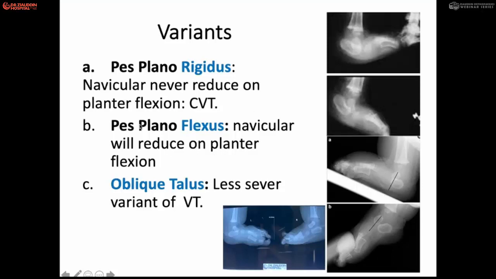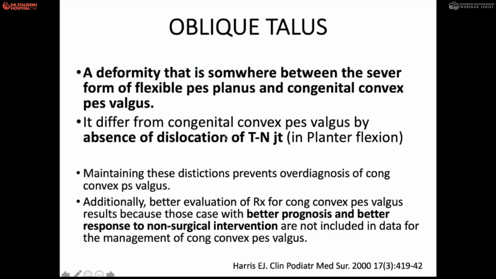And in between these two, flexus and rigidus, there is an oblique talus deformity, but it is less severe than the rigidus deformity. You can reduce it, but it does not stay reduced when you leave the hand. So on the axis of the plantar flexion, you can recognize these 2 deformities, and this is mostly the deformity which is associated with neuromuscular disorders or with the hyperlaxity syndromes.